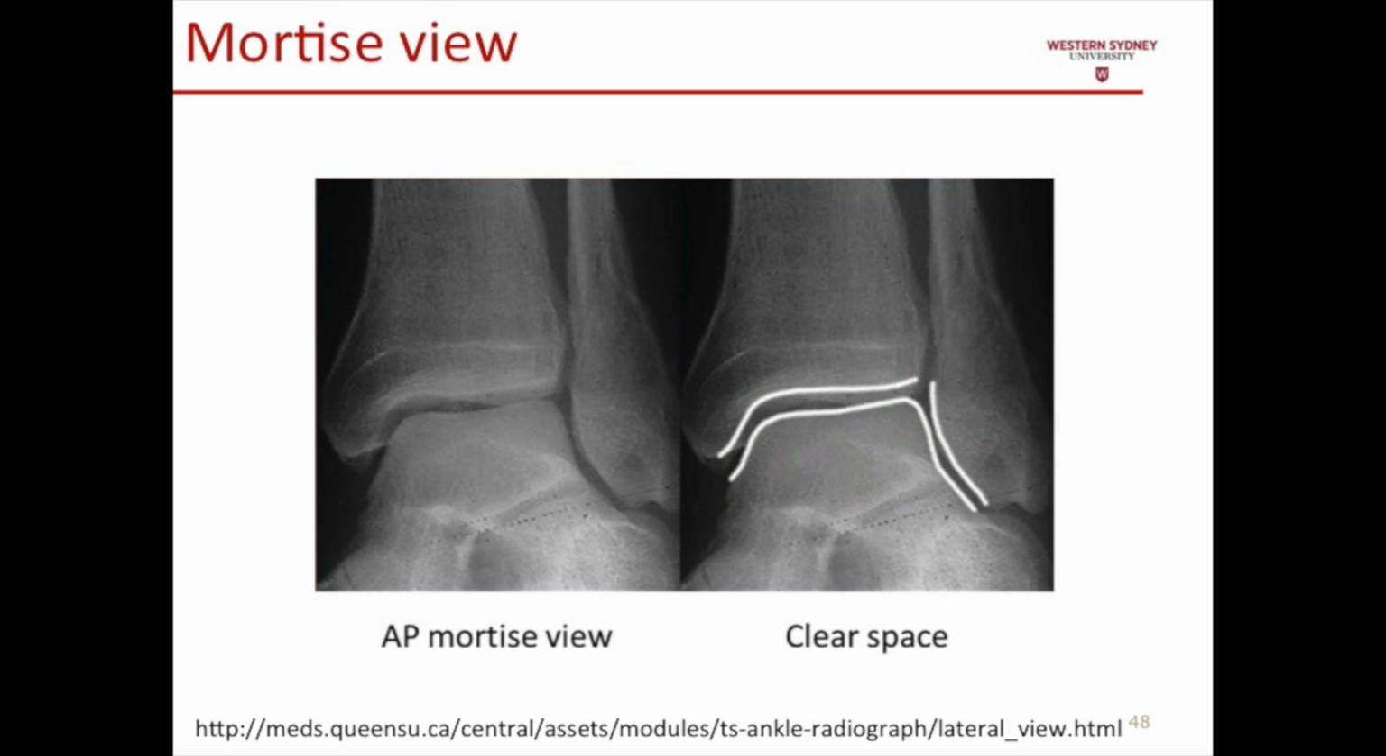In this slide, we can see the outlines of the tibia, the tibial plafond, the talar dome, and identifying the clear space that you would be able to identify between the tibia and the fibula with a mortise view.